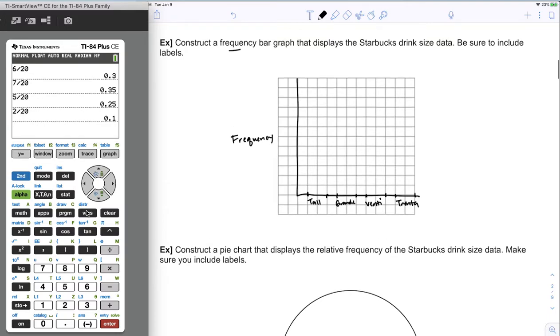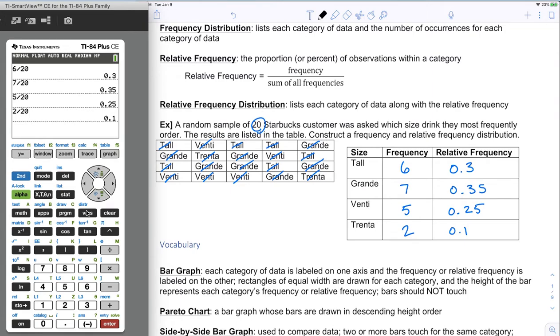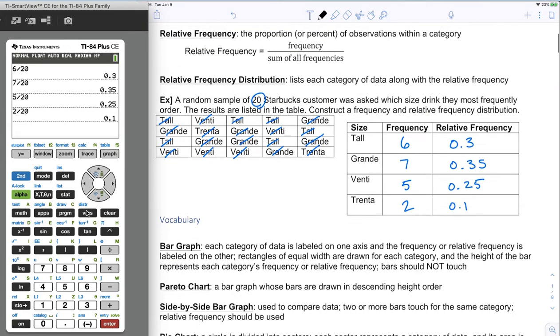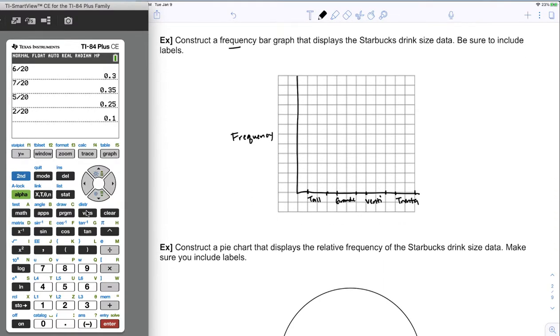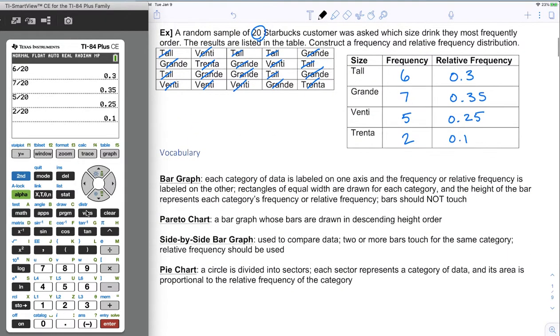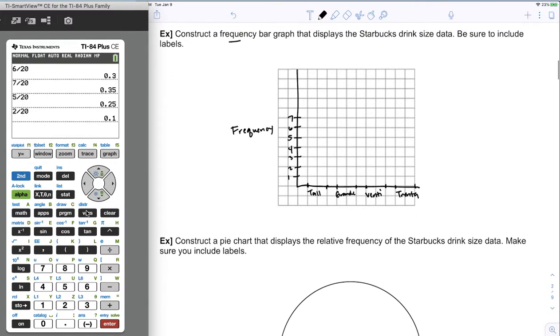And let's look at the table to see how high the frequencies went. The highest frequency was 7, so I'll make sure my scale goes up to 7. So go 1, 2, 3, 4, 5, 6, 7. Let's label them. Okay, so tall was 6 orders. So 6, 7, 5, 2. Let's see if you can remember that.